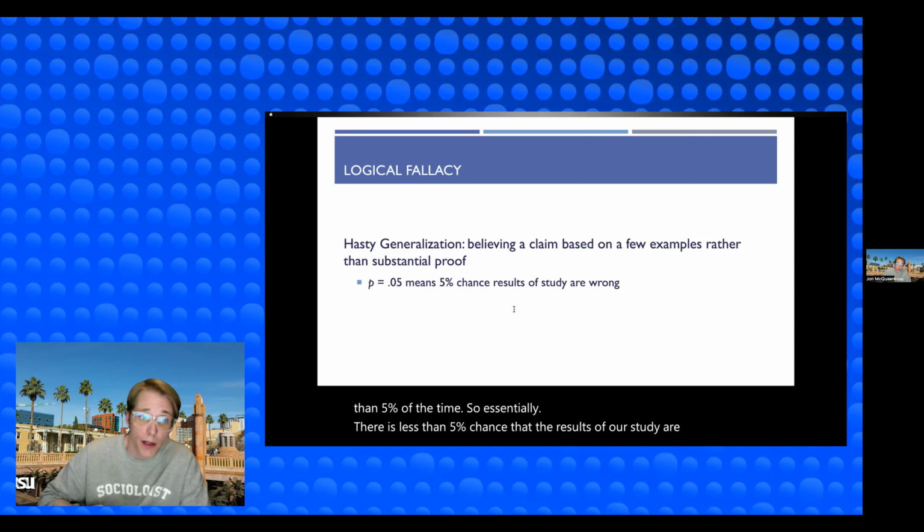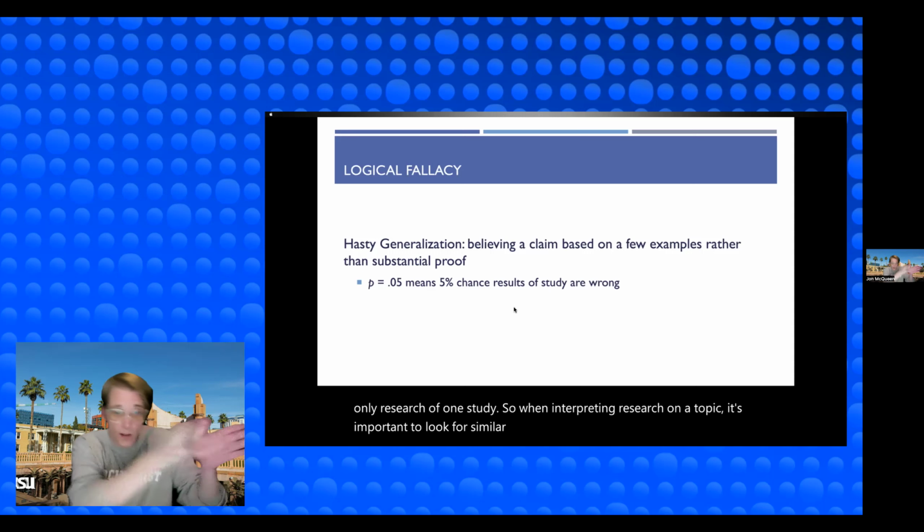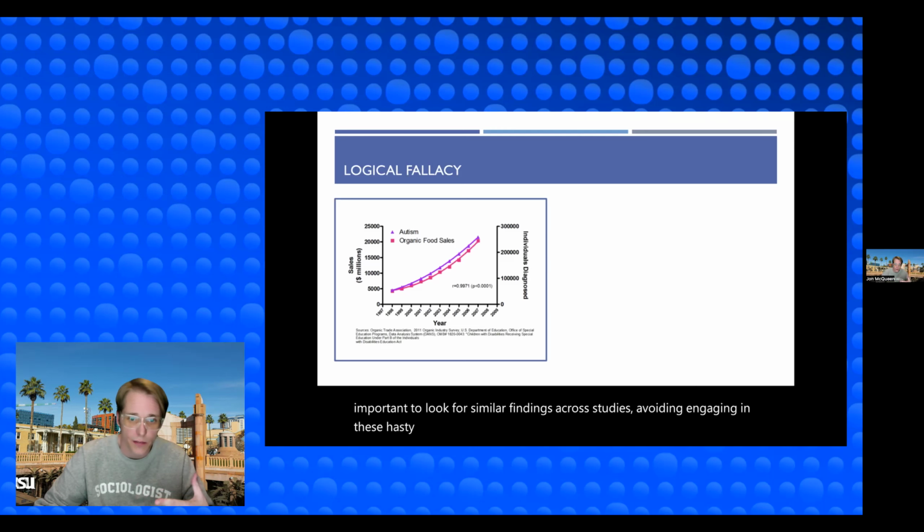That is why replication of studies is important, because the more studies that find a significant result for a topic, the more evidence we have to back up the claim rather than relying on only one study. So when interpreting research on a topic, it's important to look for similar findings across studies, avoiding engaging in these hasty generalizations.